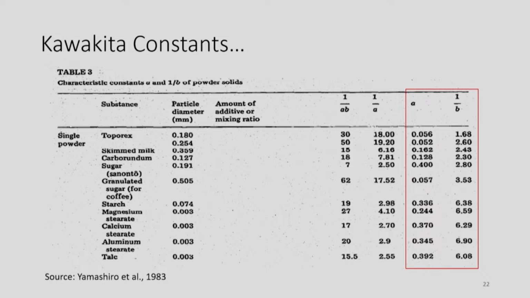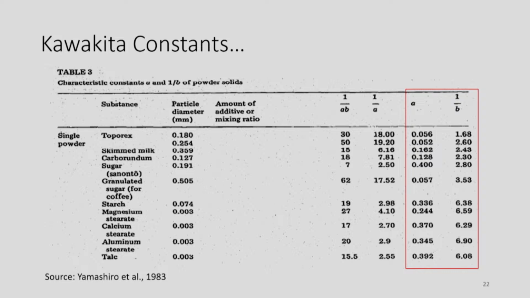So these are some examples from the Kawakita and Ludde paper. You see the values are not constant. Some samples will have high A and 1 over B values, as we saw in the last slide. Lower values indicate better flow properties, right? Talc, we all know talc, right? Surely its particle sizes are small, so its flow behavior will also be poor. But if you compare sugar and granulated sugar, the values are close, but you can see the difference in A and 1 over B values.